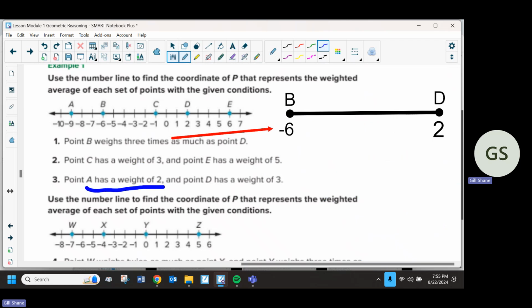A has a weight of 2. B has a weight of 3. Pretty straightforward. So A would be -9. What is it? Oh, actually, D I can use. D is already on there. D is 2. Again, conceptually, the midpoint would be negative.